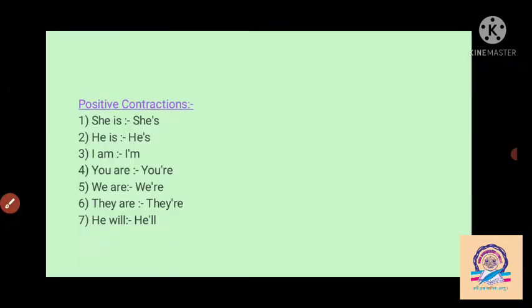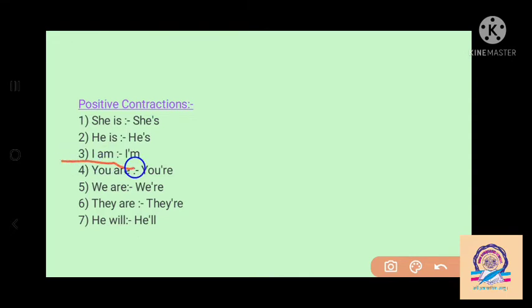We see the example given here for the positive contraction. If "she is" is there, then we have to write "she", then apostrophe s, that becomes "she's". Then "he is" is there, so we have to remove i, and by using the apostrophe we can write "he's".